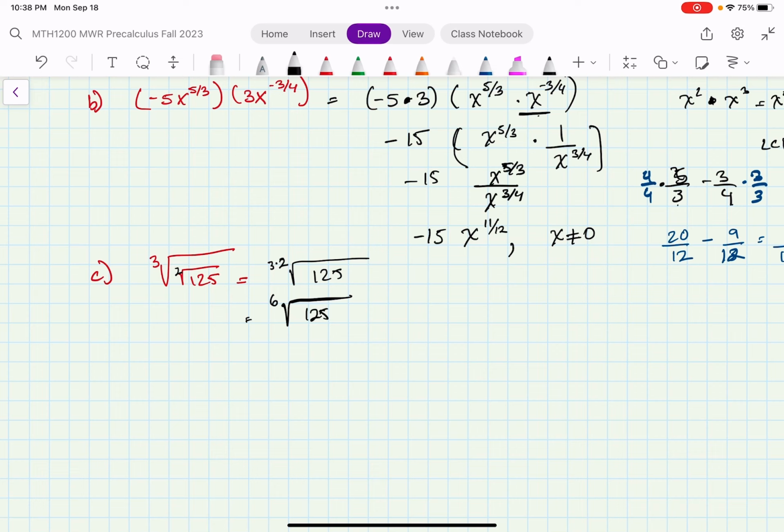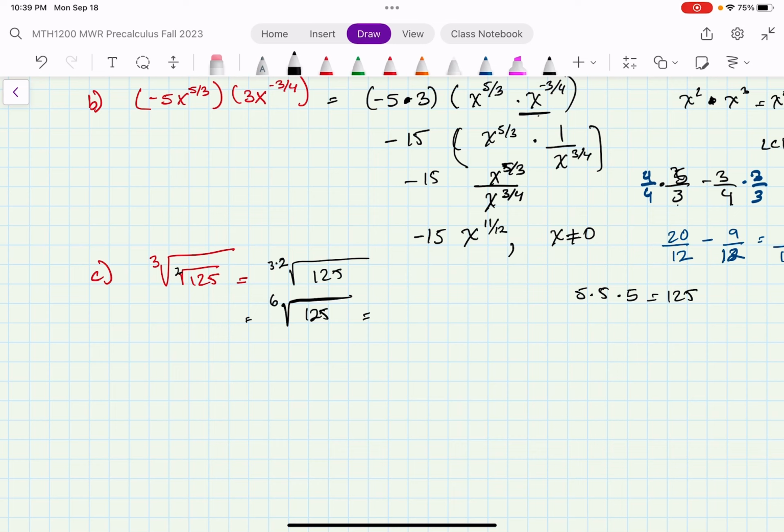And the 6th root of 125, let me just see if you can simplify this. The closest that I can think that you can simplify this as, it's not a perfect 6th root, but I can know that 5 times 5 is 25, 25 times 5 is 125. So I have a 3rd root, and that's going to help me simplify it a little bit.